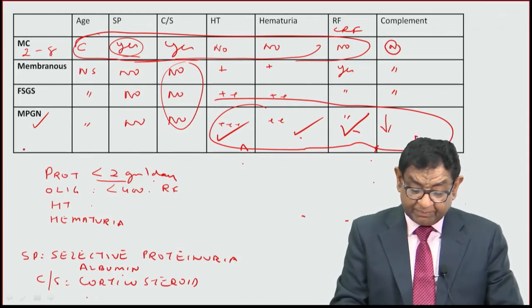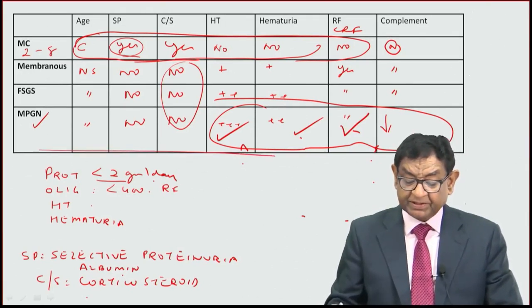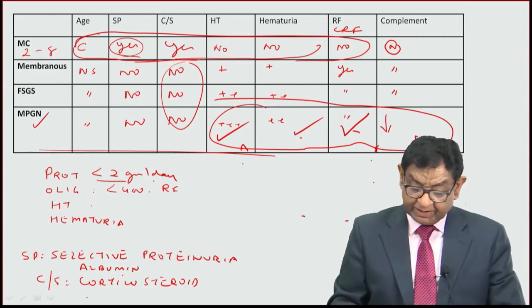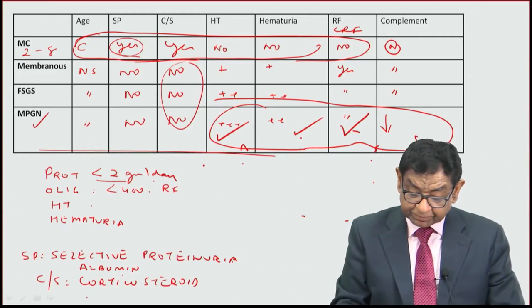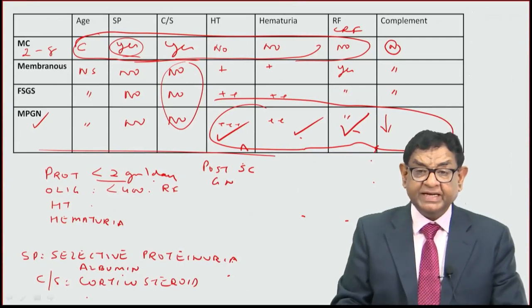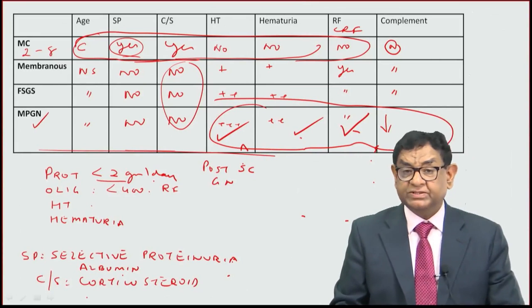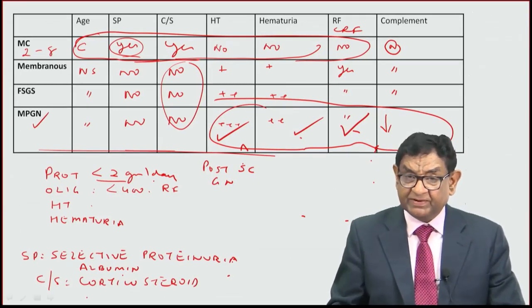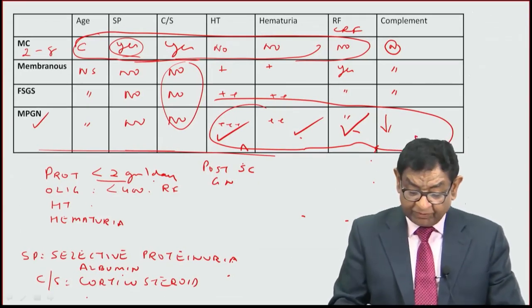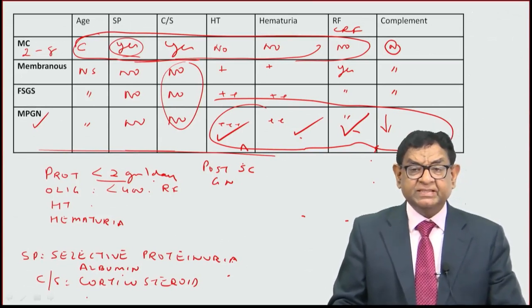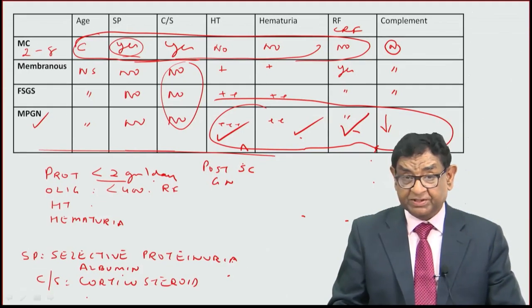So if this patient comes to you with hematuria, hypertension, renal failure, and reduced complement level, remember, complement level is also reduced in acute post-streptococcal glomerulonephritis. GN stands for glomerulonephritis, SC stands for post-streptococcal. If this patient comes to us, we cannot differentiate whether we are dealing with post-streptococcal or MPGN. Remember, it means MPGN lies in the border zone of nephritic and nephrotic syndrome.